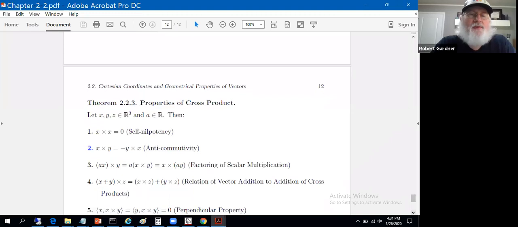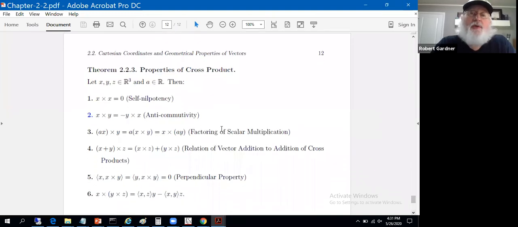If we have 3 vectors, x, y, and z, from R3 and a real scalar, then if we take a cross product of x with itself, we get the 0 vector out, right? That must be a vector because cross products were vectors, right?